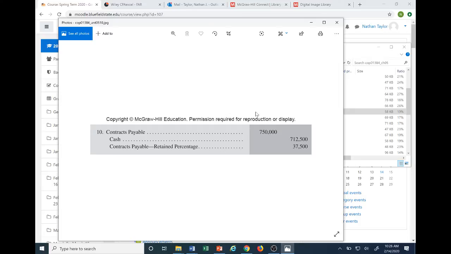So let's just say here, contracts payable. So we're going to pay him, right? He billed us, so now we're going to relieve that liability. Debit contracts payable of $750,000. We're going to pay him cash of $712,500, and then credit contracts payable, retained percentage of $37,500. That's that 5% retainer, right?